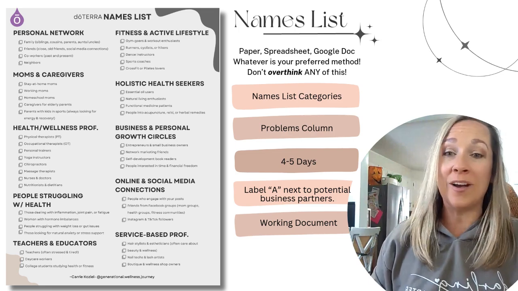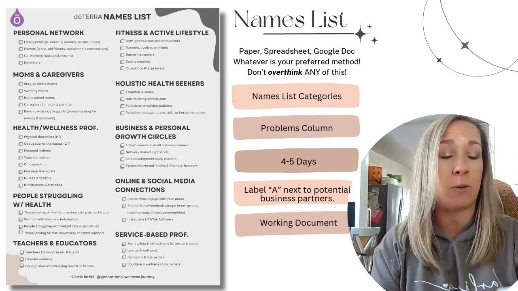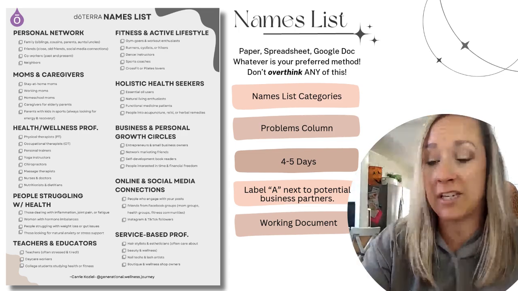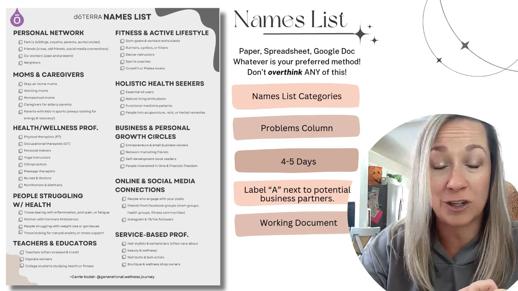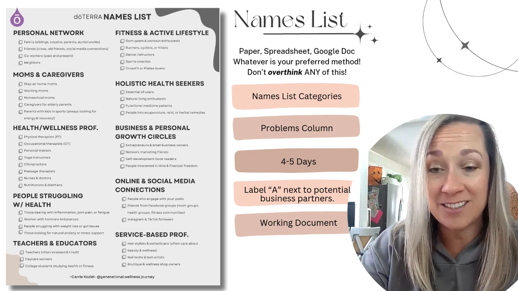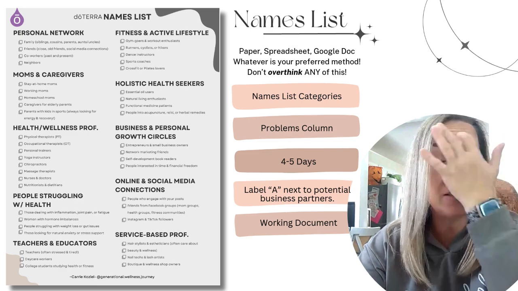Okay. So you are going to now work through this names list. All right. So when you look at the personal network column, it might be helpful to print this. First is family, siblings, cousins, parents, aunts, and uncles. Set a timer. Do not touch anything else during this time. Set a timer for 5 minutes and work on your personal network. Okay. This is going to be really important.